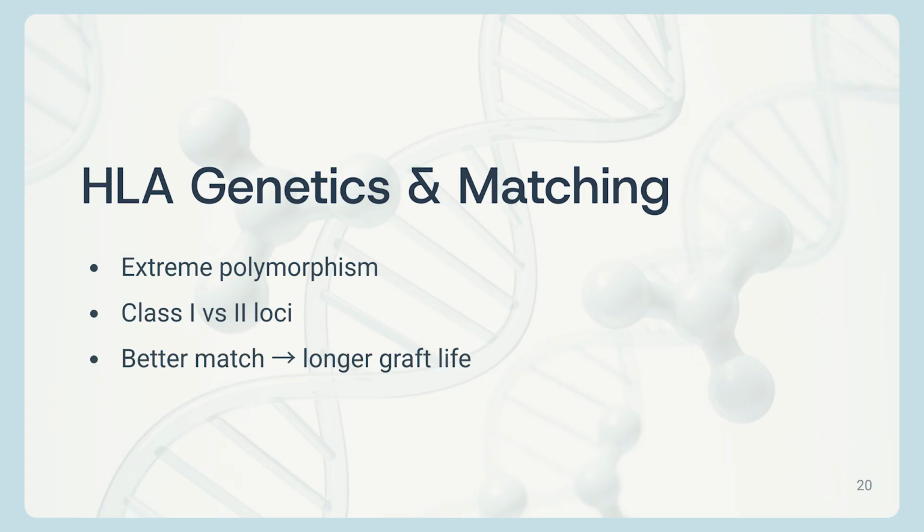HLA comes in two main classes, class 1 and class 2. Class 1 molecules are found on almost all your cells, while class 2 are primarily found on immune cells. So when surgeons plan an organ transplant, they will carefully match these HLA molecules between the donor and recipient, because better HLA matching means your body is less likely to reject the graft, and then the transplant will likely last longer.